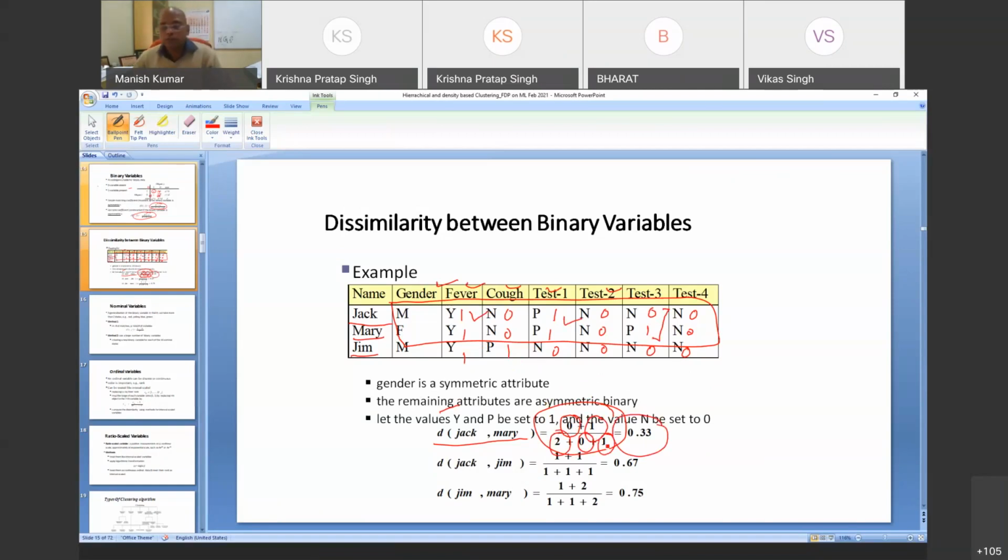Similarly, you can calculate the distance between any object and any other object by considering the nature of the binary variable and whether it is asymmetric or symmetric. Such calculations are required for clustering.